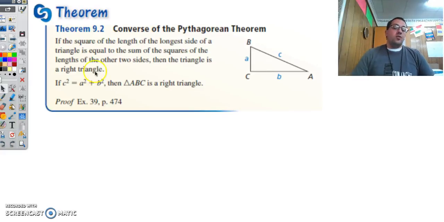What if we have a triangle and we don't know, is this a right triangle? Is it not a right triangle? Well, we can use the Pythagorean theorem for that. The converse of the Pythagorean theorem says that if a squared plus b squared equals c squared, then this must be a right triangle. So it's going the other way around.